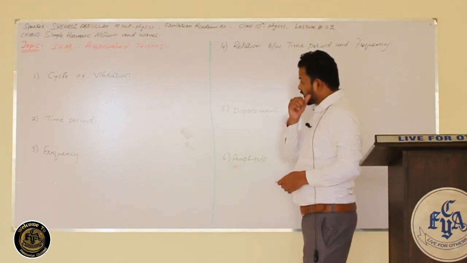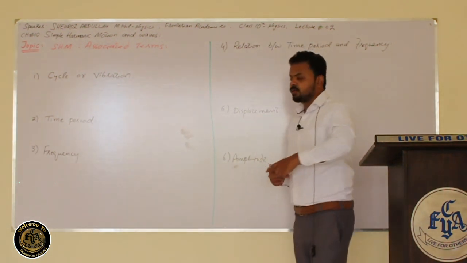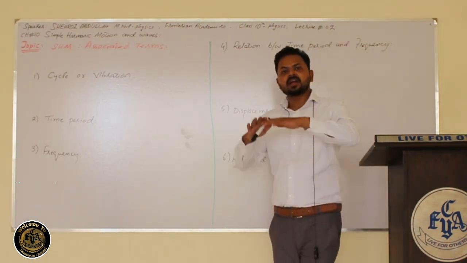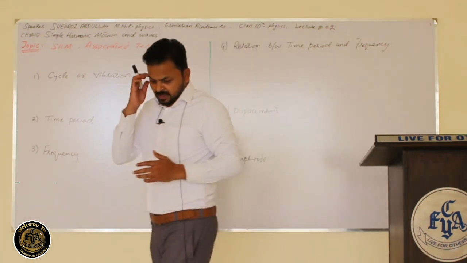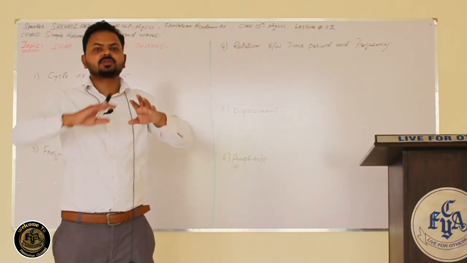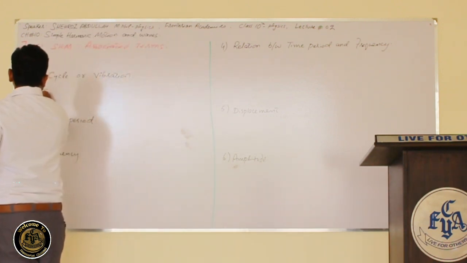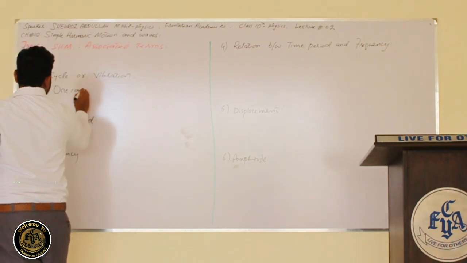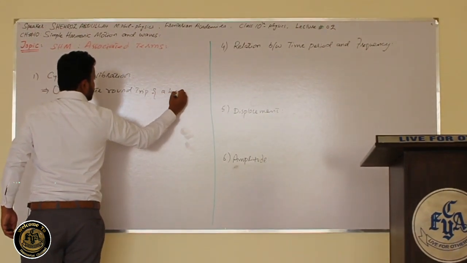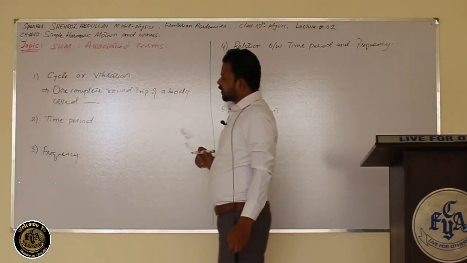Now today we will start with some of the terms associated with simple harmonic motion. The first is cycle or vibration. So we can say that cycle or vibration means one complete round trip of a body. If a body starts from a certain point, reaches another point, and then comes back to the same point once again, this is one complete round trip of a body. One complete round trip of a body is called a cycle or vibration.